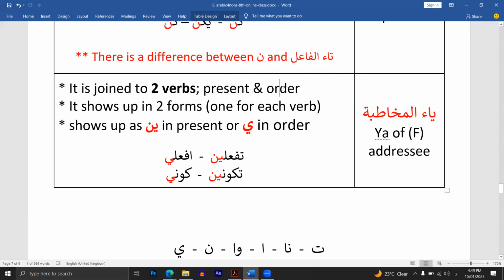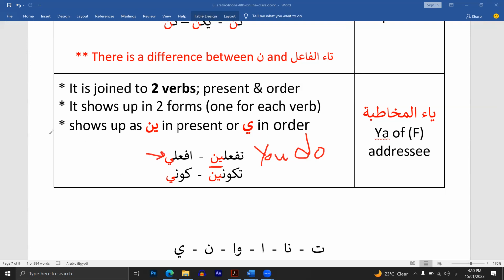It will show up in present and command. It will never show up in past verb, and it has two shapes, ياء ونون or only ياء. ياء ونون in present and only ياء in the command verb. So here is the same example. This is a present verb. تفعلين. If I'm talking to a single woman, تفعلين. You do. Here, ياء and نون.